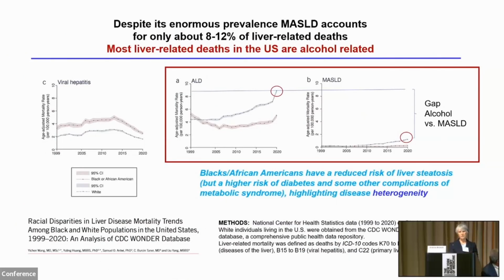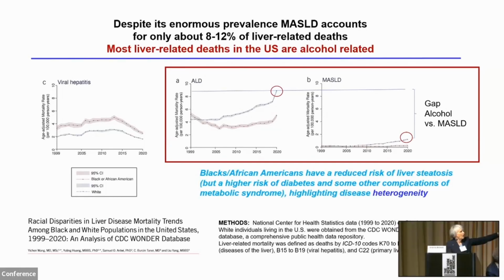So again, despite its enormous prevalence, and it's often heavily covered in journalism, MASLD only accounts for about 8 to 12% of all liver-related deaths. Most liver-related deaths in the United States are due to alcohol. So I lined up these graphs and I put in the blue line there to make it easier to compare deaths from alcohol to deaths from MASLD. And you can see the deaths from MASLD, they do rise above the x-axis, but not that much, and only really for whites.